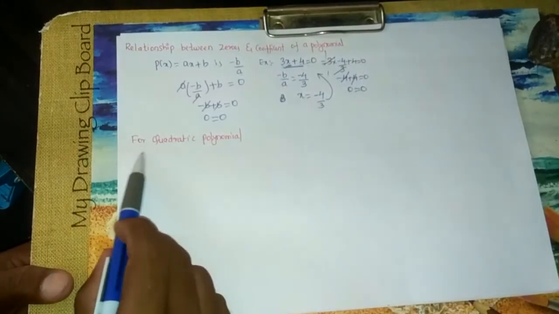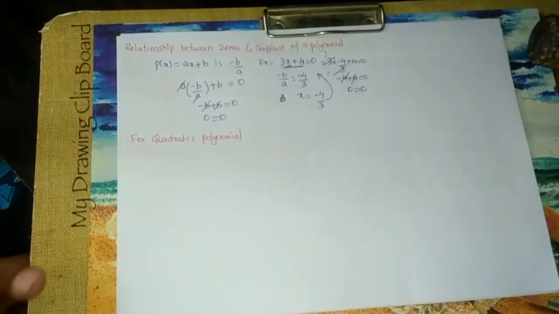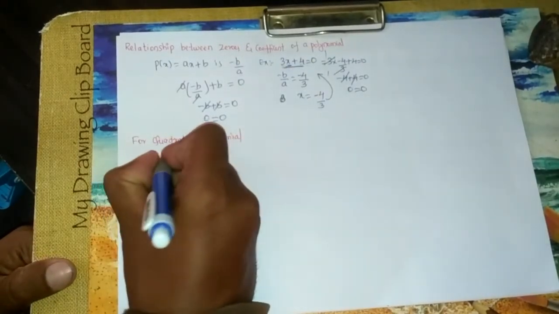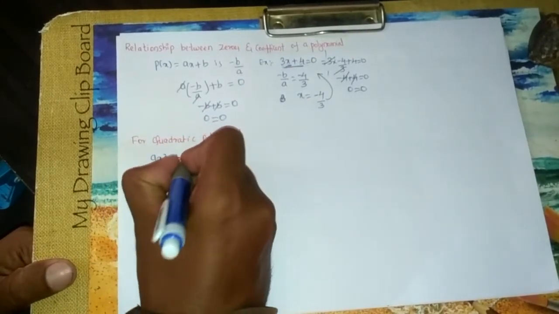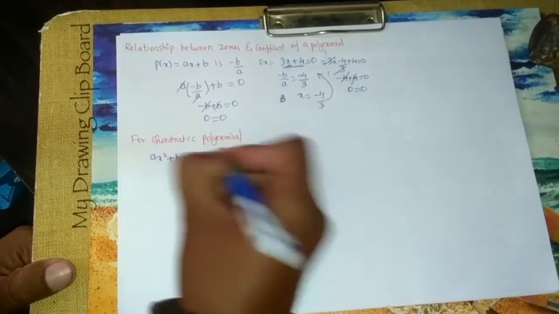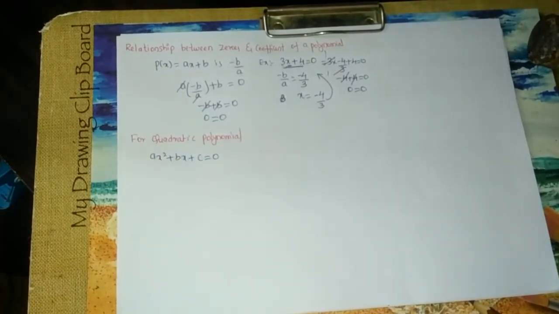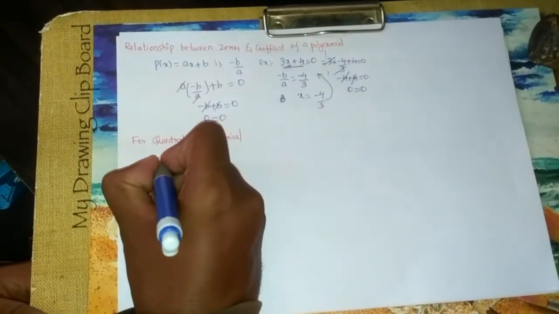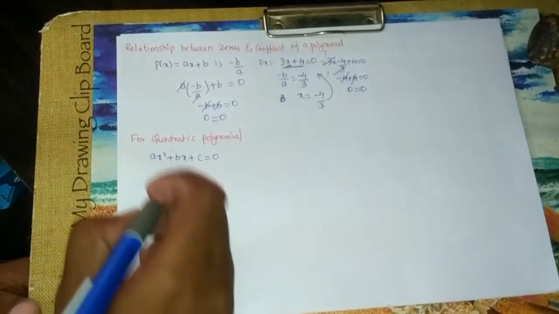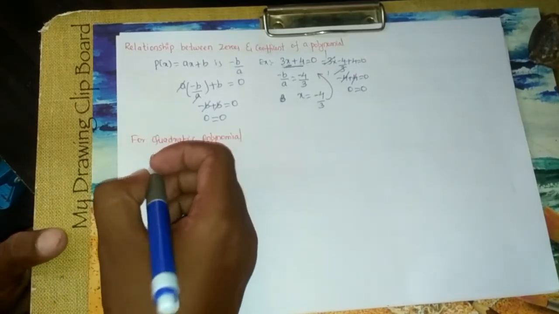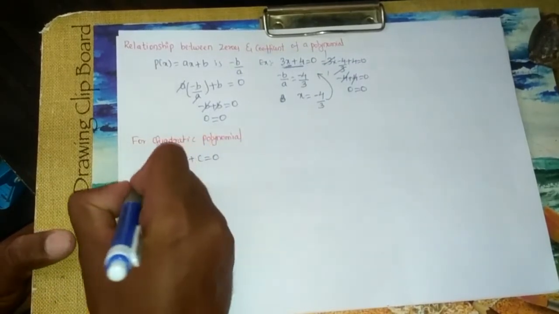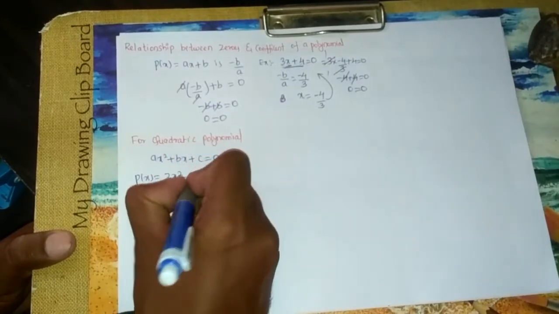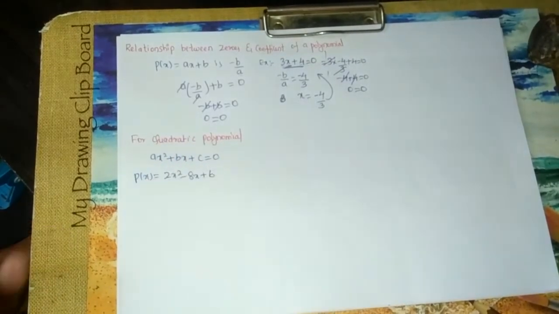In the same manner, let us see the zero of a quadratic polynomial. The quadratic polynomial will be in the form ax square plus bx plus c equals 0. Let us try to get the formula with some example. Let me take a quadratic polynomial as p of x equals 2x square minus 8x plus 6.